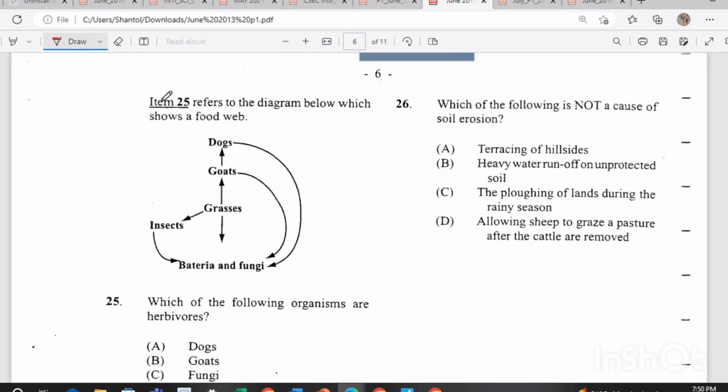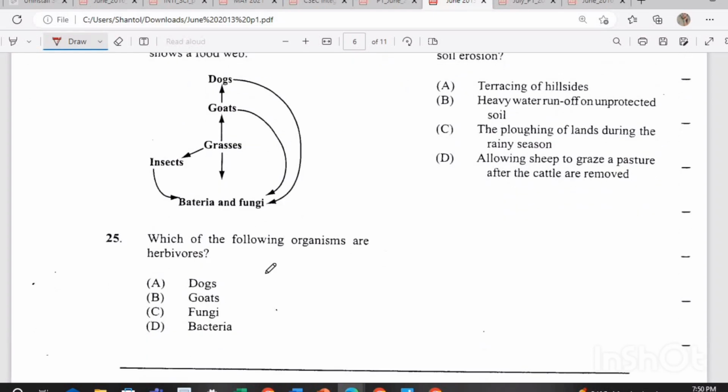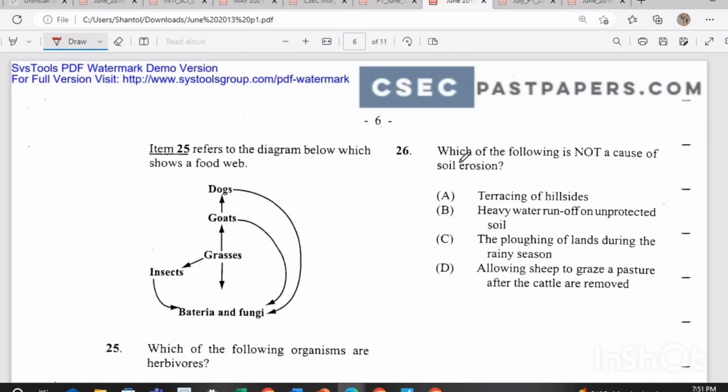Item 25 refers to the diagram below, which shows a food web. Which of the following organisms are herbivores? Is it a dog, goats, fungi, or bacteria? Herbivores would be B, goats. Herbivores are animals that only consume plants.